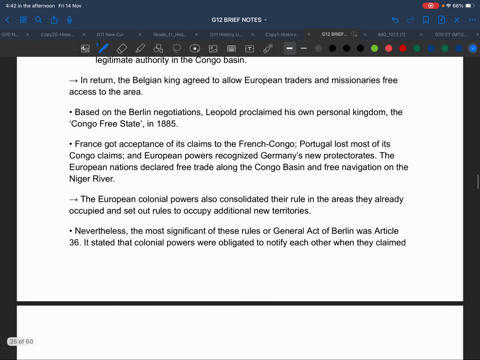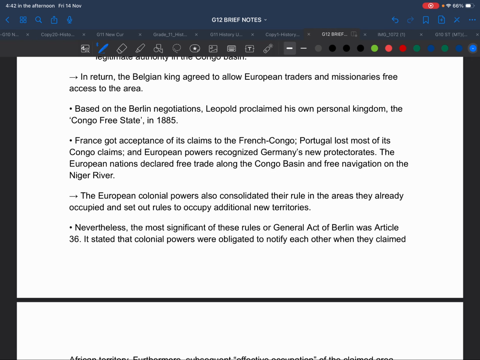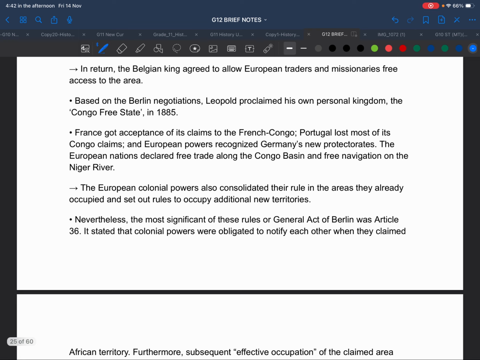In return, the Belgian king agreed to allow European traders and merchants free access to the area, even to the extent of having free trade in Congo, which means that the French, the British, Austrian, or any Portuguese, any Spanish merchants could freely sell and buy commodities, a free area, meaning that the king agreed, and even to use the river Zaire to navigate, a free river for all Europeans to navigate.